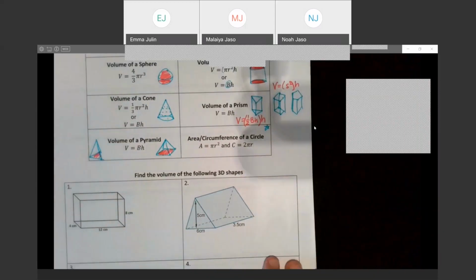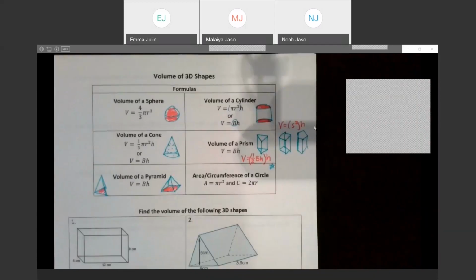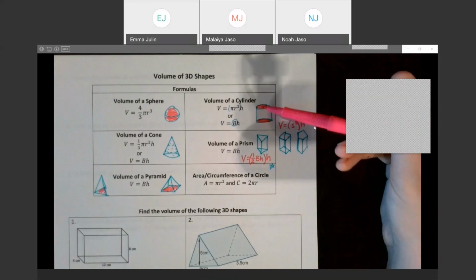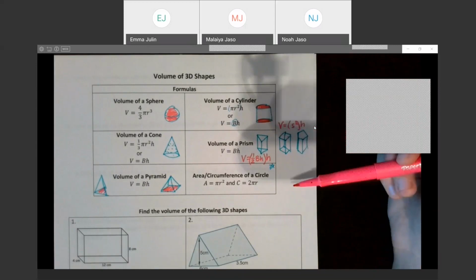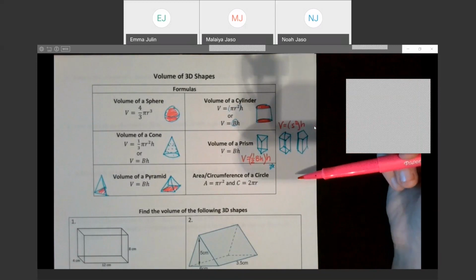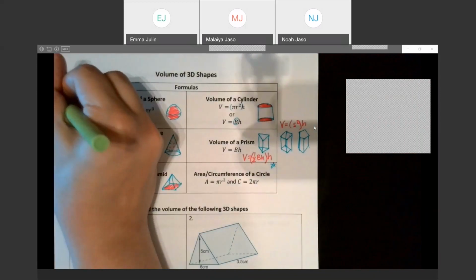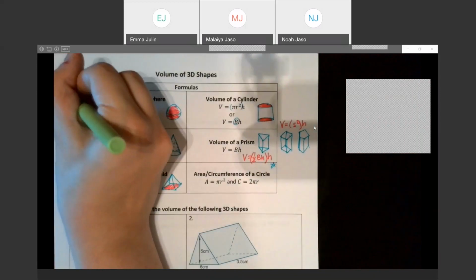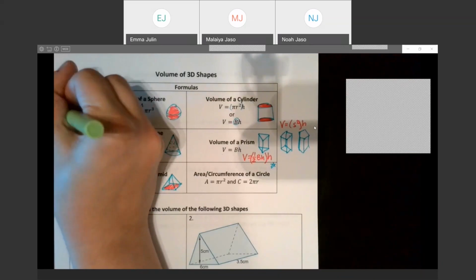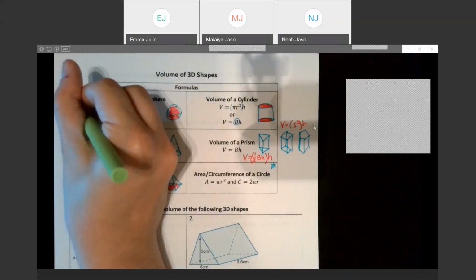So again, just to reiterate, the volume is just the measure of all the space inside of a 3D object, just like area is. The only difference between area and volume is volume deals with the space inside 3D objects. Area is 2D. So if you'd like, you can even make a note to yourself on the side that area is for 2D objects or 2D space.